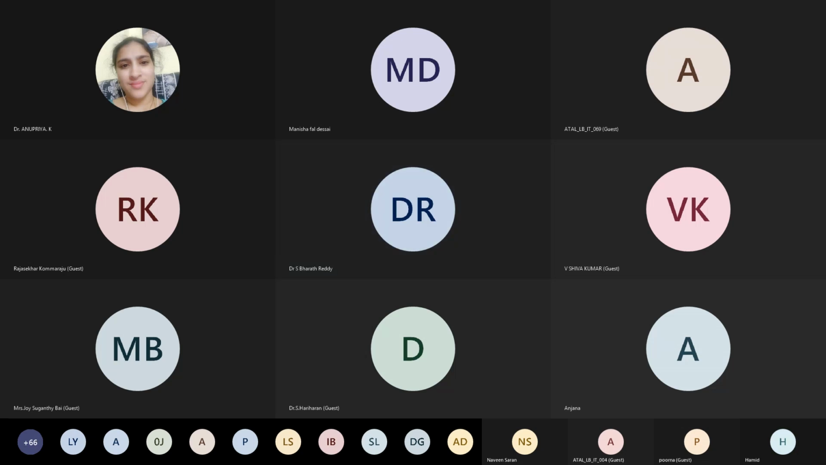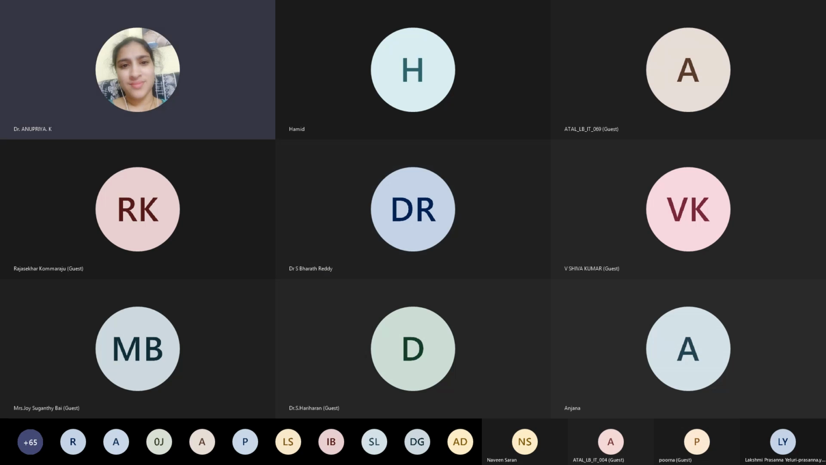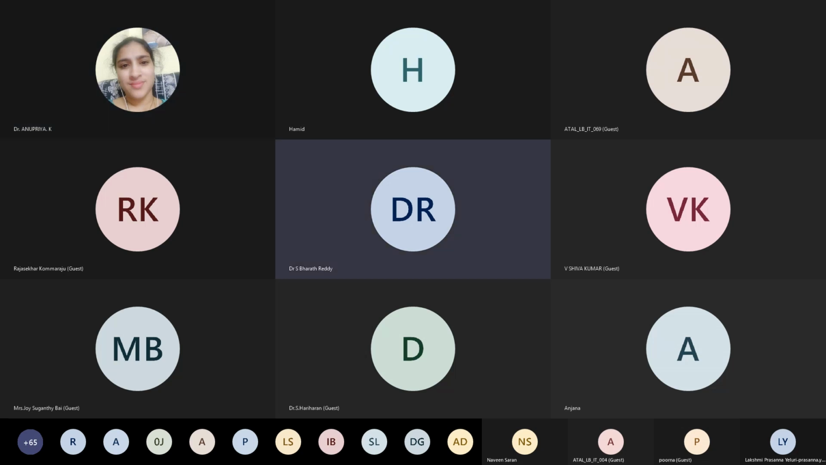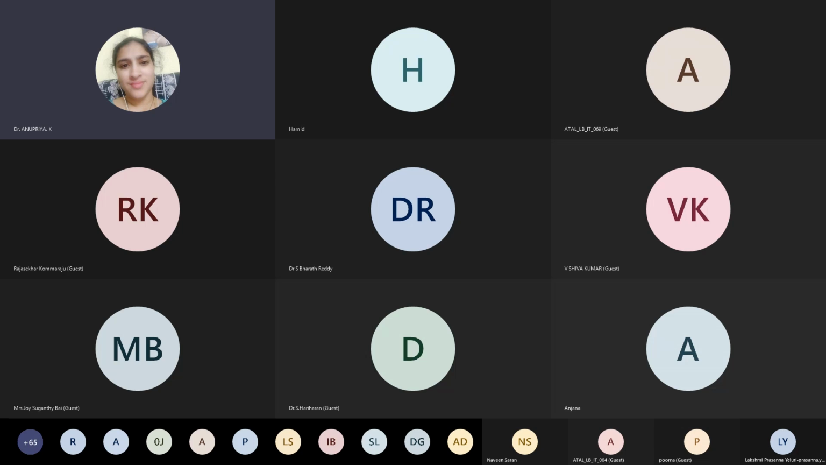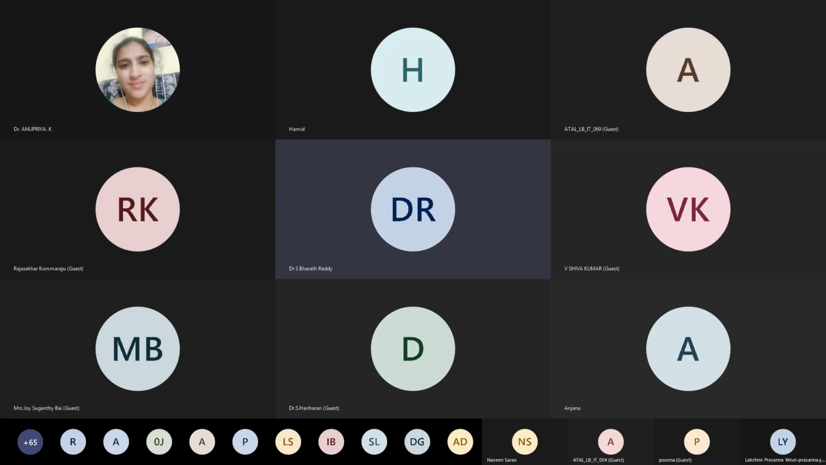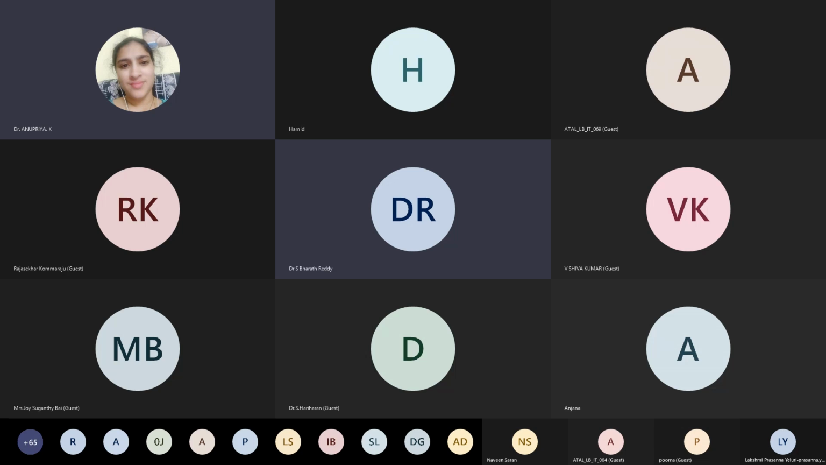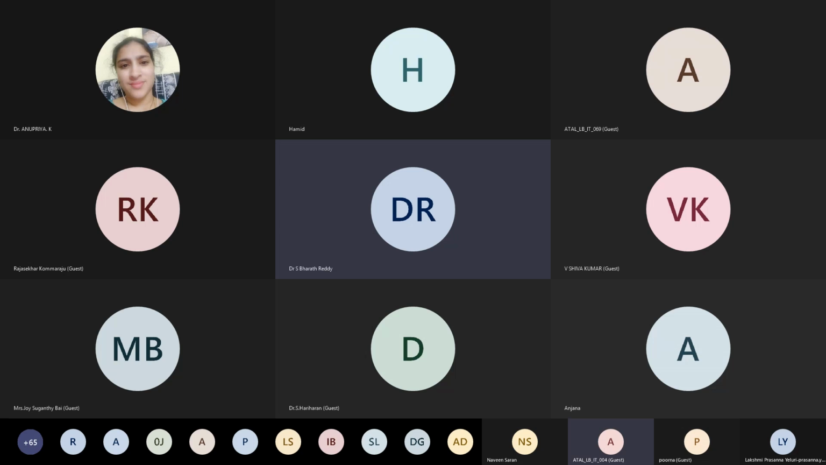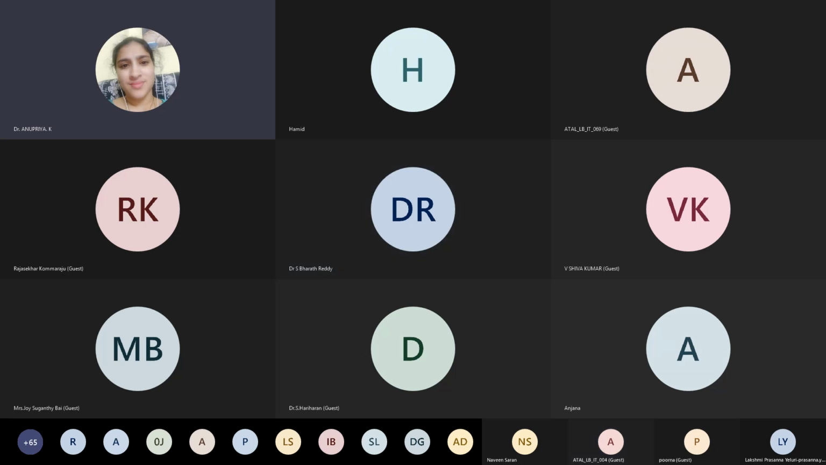Hello, ma'am. Ma'am, this ID is from my college. I can't change my name. This is my college ID, Vardhaman ID, which I am working with. How can I change this ID's name, ma'am? I guess many people can't change their ID names. Okay, I'll see that issue, sir. Thank you, sir.